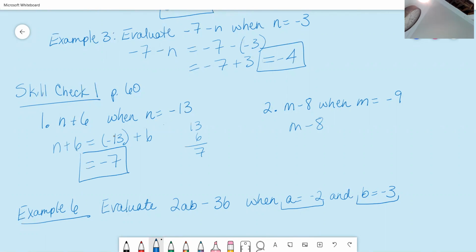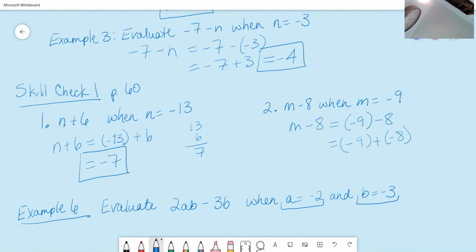Next, m minus 8 when m equals -9. So this is -9 minus 8, which for those of you that need this, just recognize that when you turn this into an addition problem, this actually becomes -9 plus a -8, because that's the definition of subtraction.